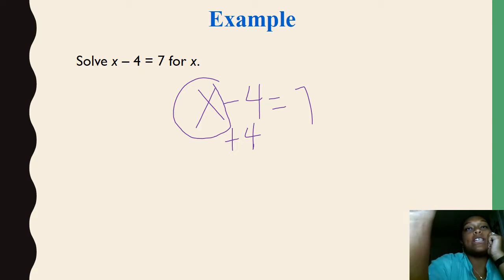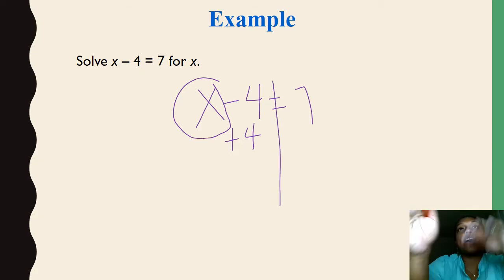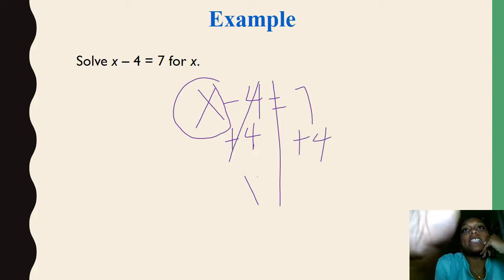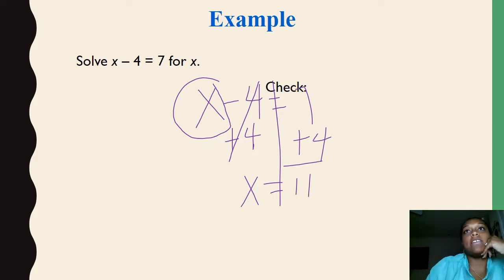And we talked about an equation meaning that we want to keep the scales balanced. So if I add 4 to one side, then I have to add 4 to the other side. So I get x equals 11, and I'm like, okay, I think I did that right. So then I can check it.